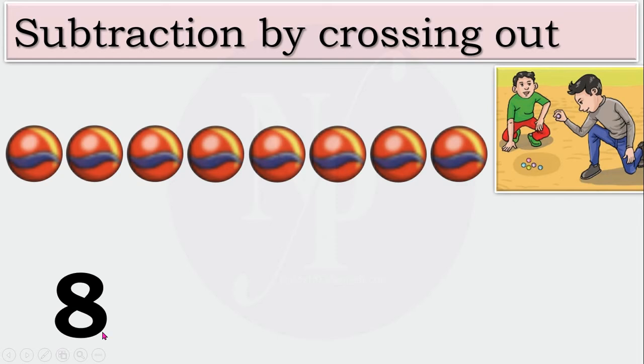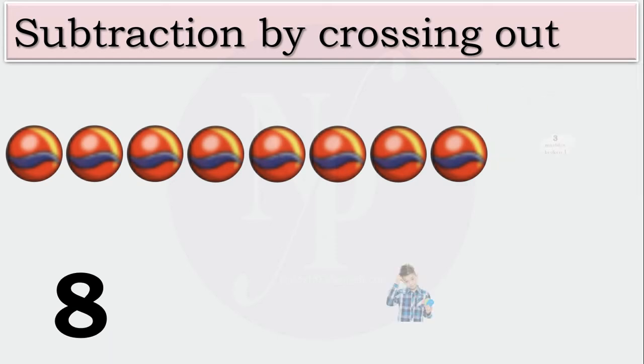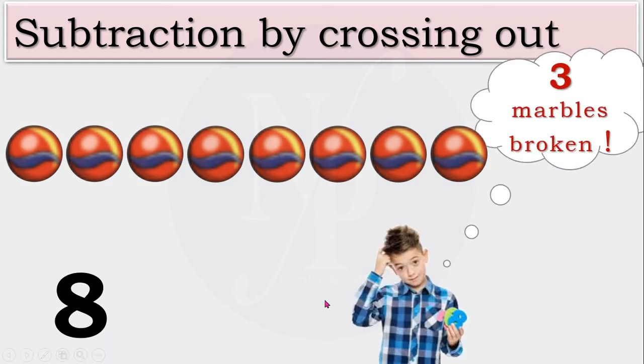And while he is playing, 3 marbles were broken. ಅಂದರೆ 3 ಗೋಲಿಗಳು ಏನಾಗುತ್ತೆ, ಒಡೆದೋಗ್ಬಿಡುತ್ತೆ ಮಕ್ಕಳೇ. ಸೊ ಆ 3 ಗೋಲಿಗಳು ಒಡೆದೋದ ನಂತರ ಅವನ ಹತ್ರ ಇನ್ನು ಎಷ್ಟು ಗೋಲಿಗಳು, ಚೆನ್ನಾಗಿರುವ ಗೋಲಿಗಳಿದೆ ಅನ್ನೋದನ್ನು ನಾವೀಗ ಕಂಡುಹಿಡಿಯೋಣ ಮಕ್ಕಳೇ.